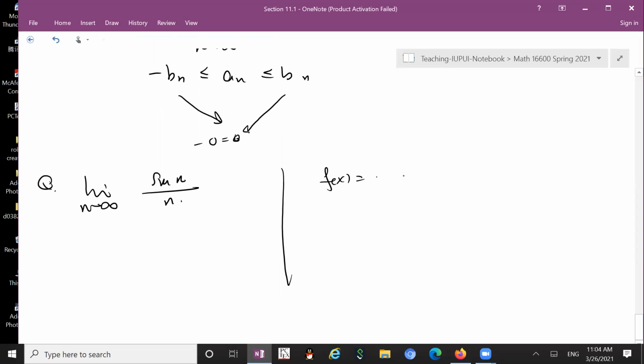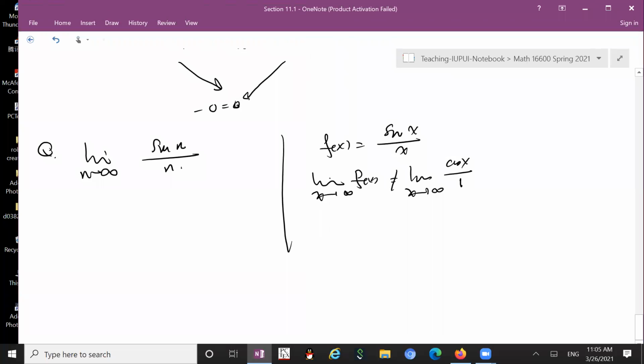If f of x equals sine x over x, this is not a 0 over 0 type or infinity over infinity type. So the limit of this is not going to be the limit of cosine x over 1, and the limit of cosine x as x approaches infinity does not exist. So this is a wrong idea. You cannot change the function; you cannot use any other method to solve the problem.